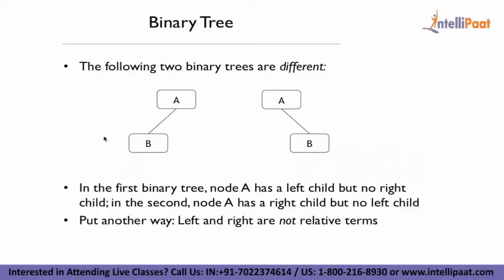So the representation of a tree in this diagram and the representation of the tree in this diagram is totally different. Hence we call it a different binary tree. In the first binary tree, node a has a left child but no right child. In the second, node a has a right child but no left child. Put in another way, left and right are not relative terms. You cannot just do some relation between left and right.